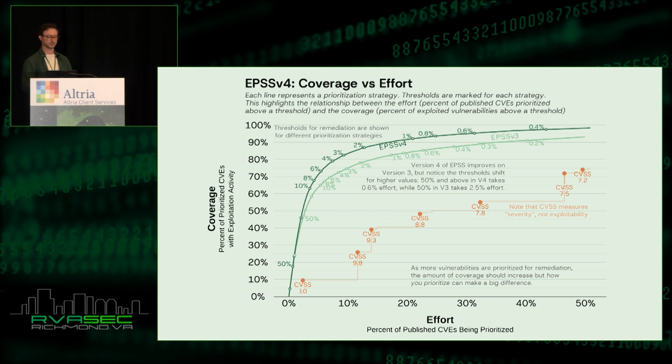But you can compare version 4 to a CVSS-based strategy, and you can see that for a particular effort percentage, or a number of vulnerabilities out of all of the known CVEs out there that you remediate, let's say 10%, you'd have to remediate CVSS 9.8 and above, and if you just follow that line up, EPSS would do the same thing, but get you a lot more coverage, or a lot more known exploited vulnerabilities would be removed from your environment with a similar amount of effort.